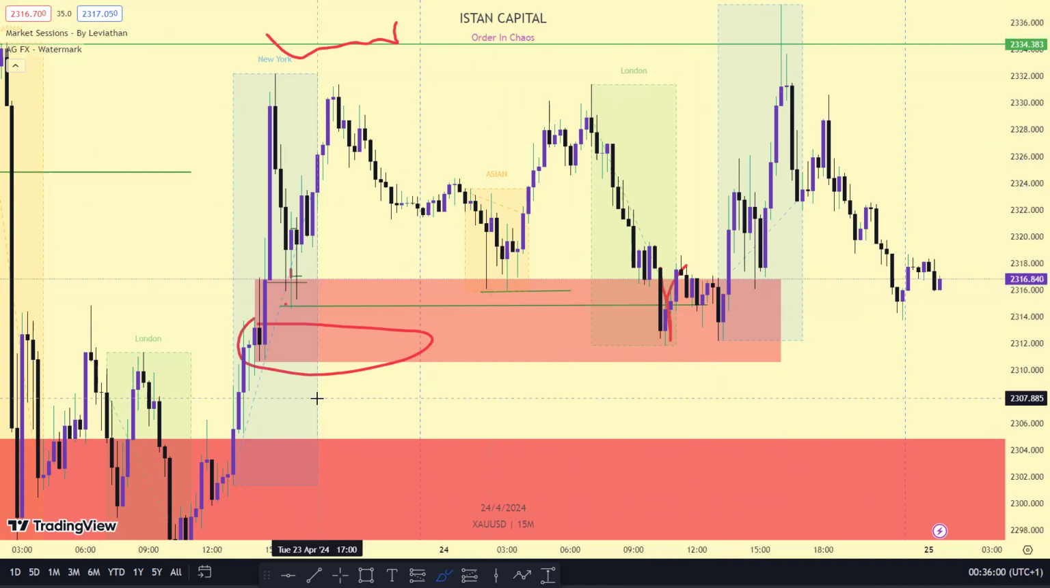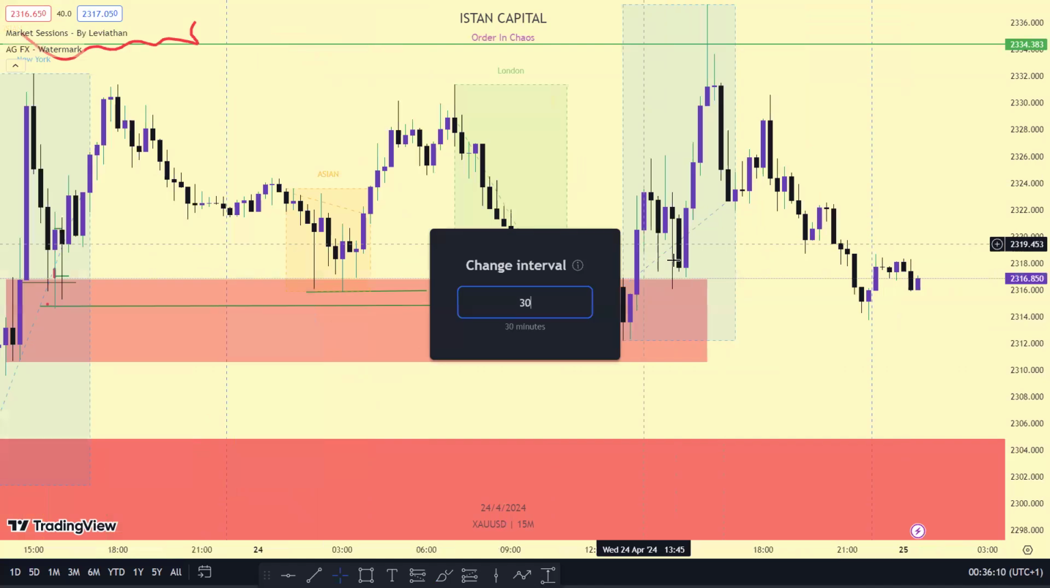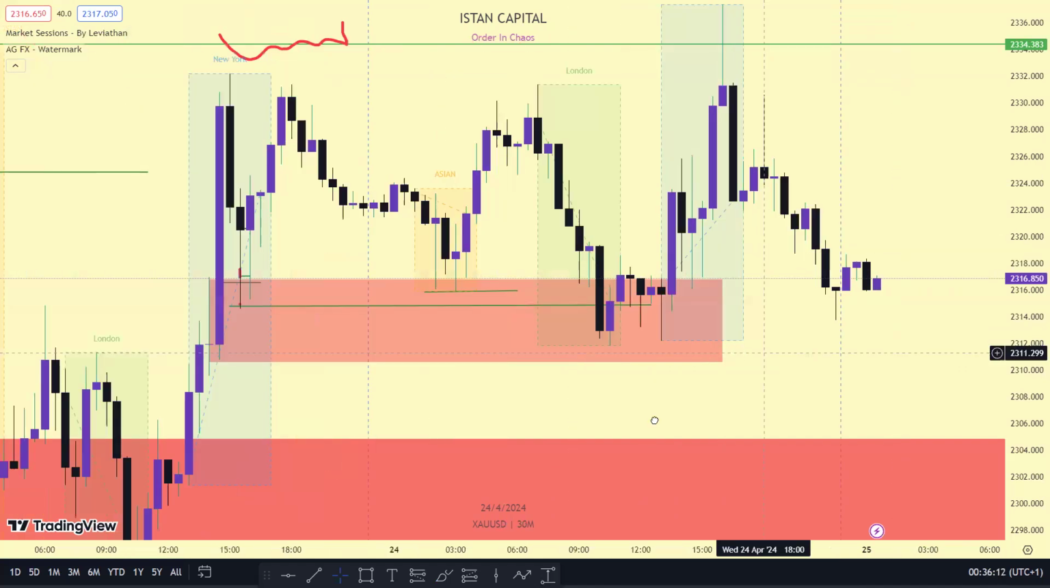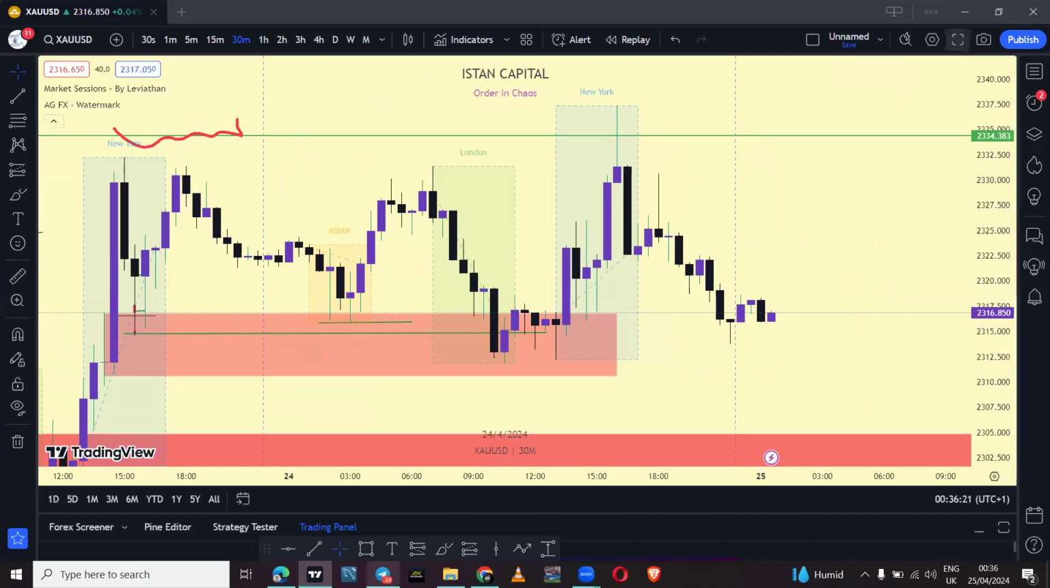I'll show you guys my second entry. The second entry was on the 30-minute time frame. Let me just show you. On the 30-minute time frame, I was in the buy already, right? The market already pumped up. So let me show you guys this call for the second entries and the first entries.